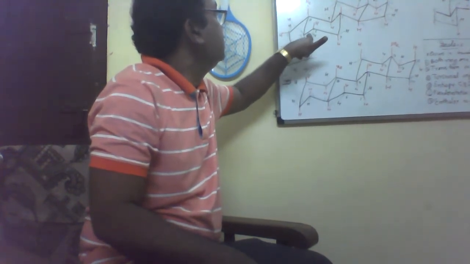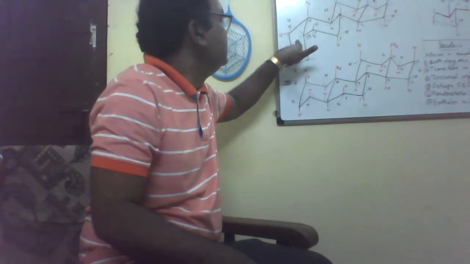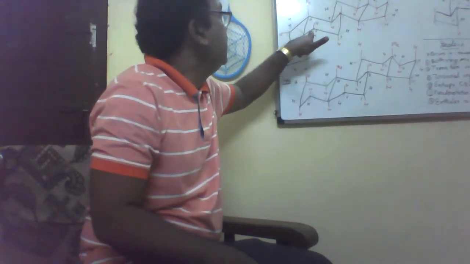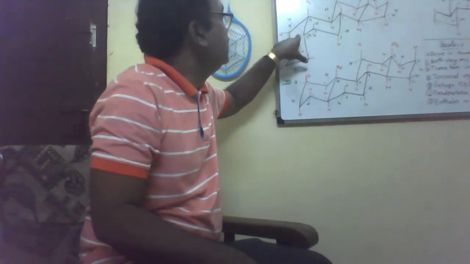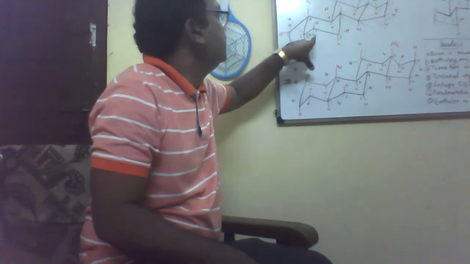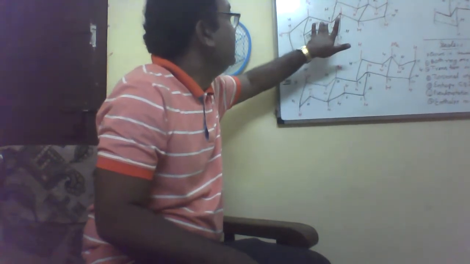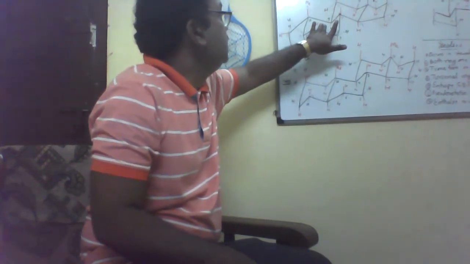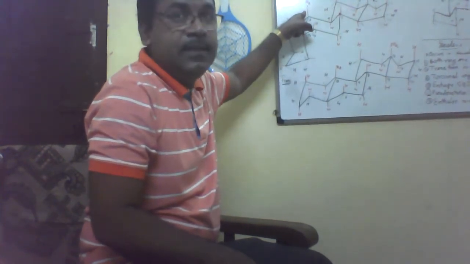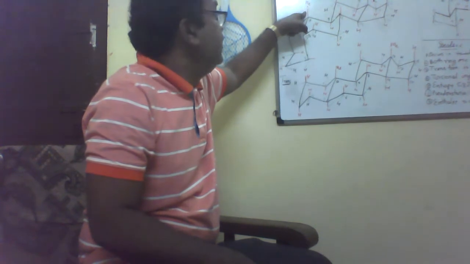When we are considering this ring, then this bond, carbon 9, 10, becomes axial, and this becomes equatorial. So how does this ring fuse? Axial and equatorial bond fusion is there. But when we consider this ring as a B ring, this methyl group acts as an axial group.